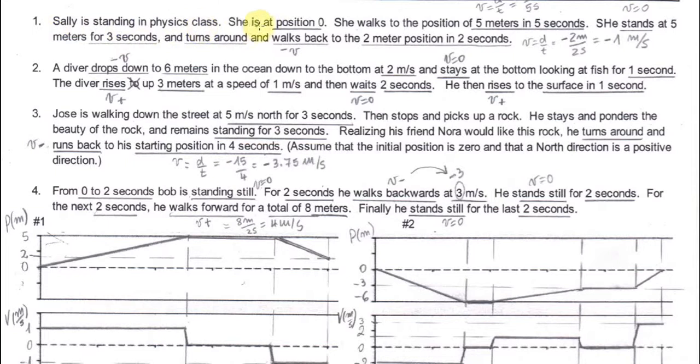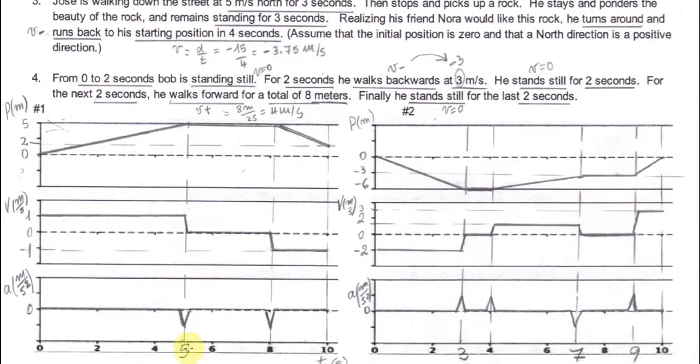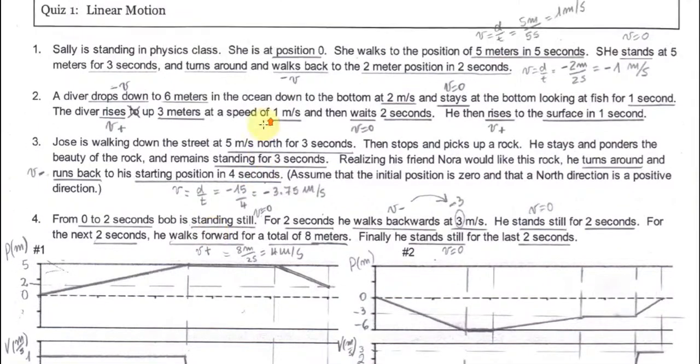Sally's standing still at position 0. So you can see here she starts at position 0. She walks to position 5, and it takes her 5 seconds to do that. You can see here, this is 5 seconds. So from 0 seconds to 5 seconds, she's walking forward at 1 meter per second. And we can see that 5 meters in 5 seconds gives her 1 meter per second.